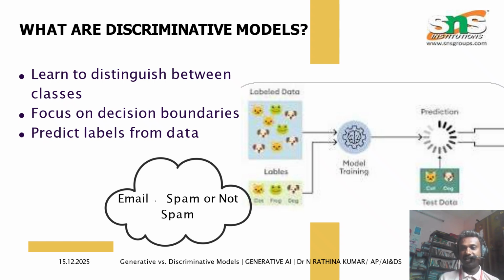Examples of discriminative AI models are logistic regression, support vector machines, and many standard neural networks. The output is structured labels, scores, and probabilities. Here I am showing one simple example: the email shown here, it can predict whether it is spam or not. It can predict only that. So this is a simple and the best example for discriminative AI models.